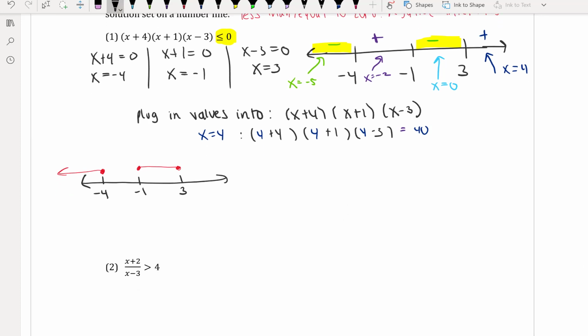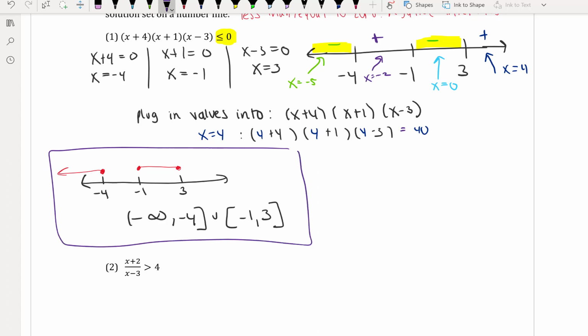So when I write my interval notation, it'll go from negative infinity to negative 4, bracket, union, bracket, negative 1 to positive 3, bracket. And they're all brackets because it's less than or equal to. That line underneath means it's including that value. So I'm going to have brackets to represent that value. And so that ends up becoming my final answer.